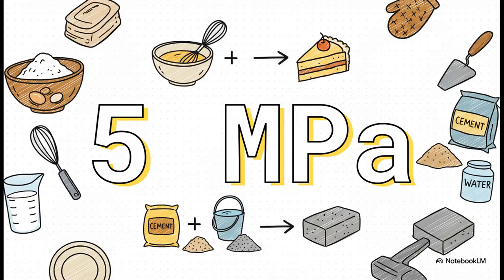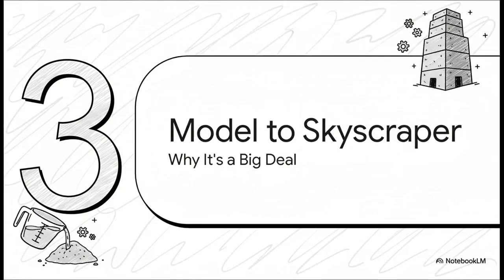The other number you need to know is the root mean squared error, or just RMSE. In simple terms, this tells us, on average, how far off our predictions are. So an RMSE of 5 megapascals means that if our model spits out a prediction of 40 megapascals, the real-world strength is probably going to land somewhere between 35 and 45. And for an engineer, that's a pretty tight window. That's super useful.